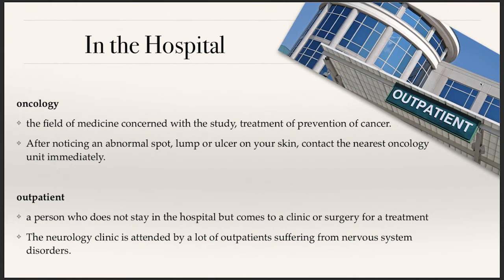And the sentence that we have here as an example is: after noticing an abnormal spot, lump, or ulcer on your skin, contact the nearest oncology unit immediately. An outpatient is a person who does not stay in hospital but comes to a clinic or surgery for a treatment. Remember that they just go to the clinic for the day or to the hospital for one day. And the example that we have here is: the neurology clinic is attended by a lot of outpatients suffering from nervous system disorders.